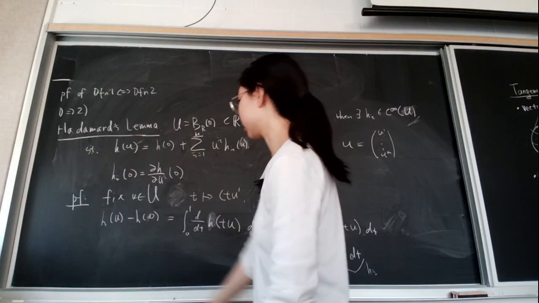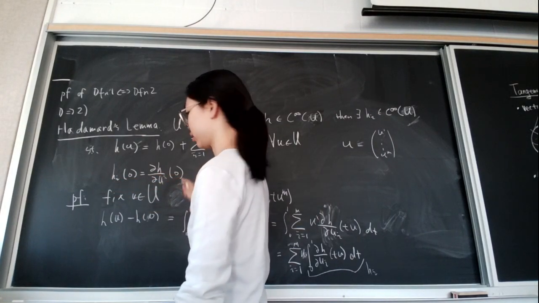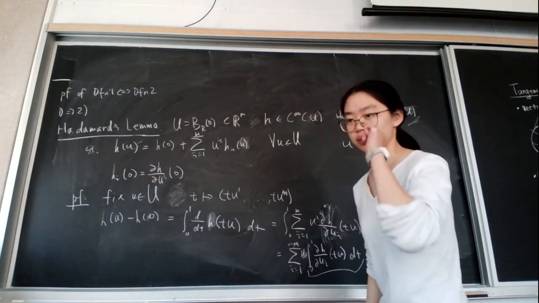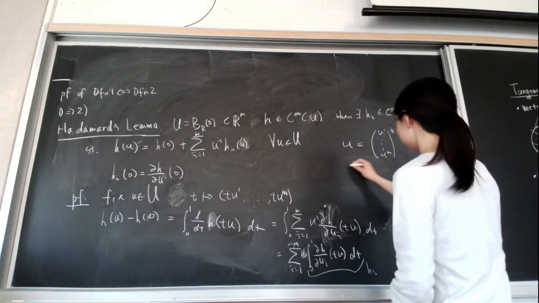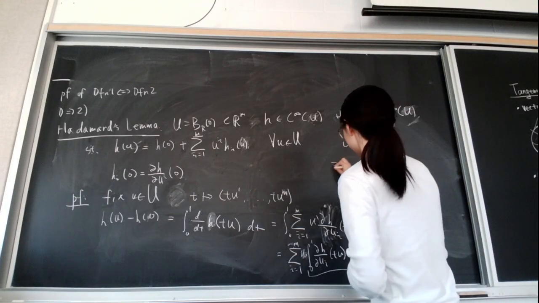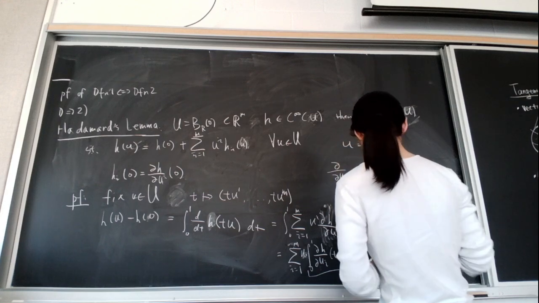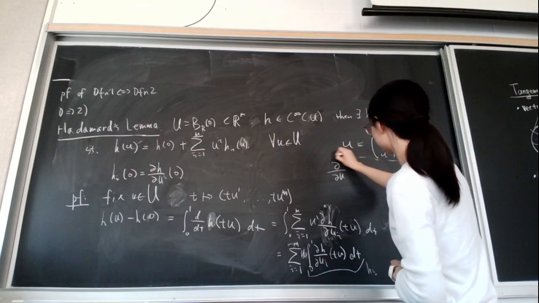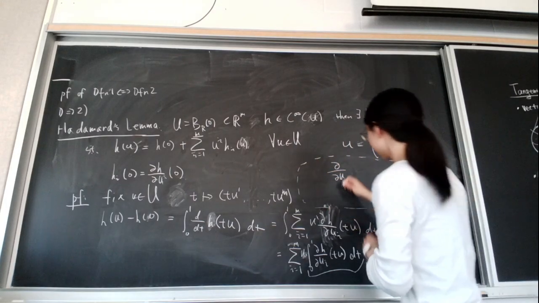And what's left to prove is that h_i of 0 is equal to partial h, partial u_i at 0. If you're writing something there, make a dotted line that separates the stuff below and above.